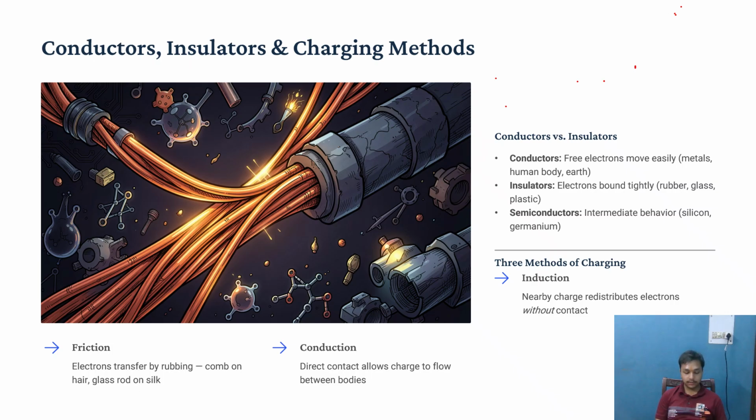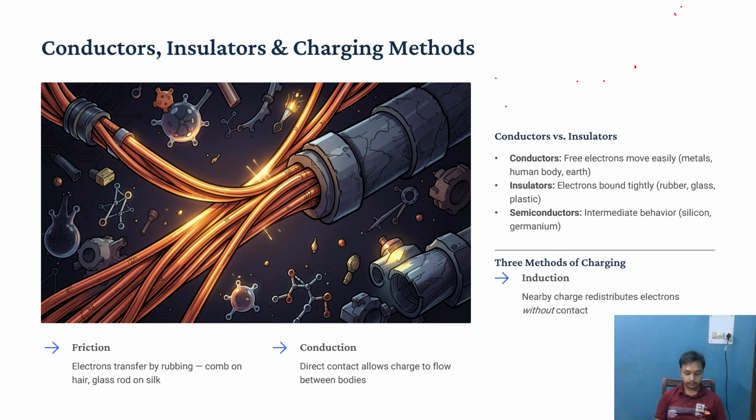It always remains zero. So the concept of charge induction is largely associated with the behavior and the motion of the free electrons in a body in the presence of external charges. This is a very important point to note: the concept of charge induction is largely associated with the behavior and motion of free electrons in a body in the presence of external charges.